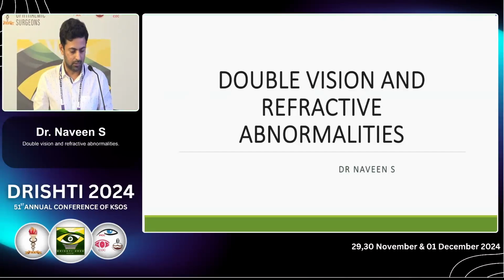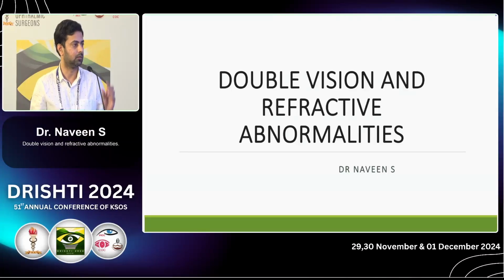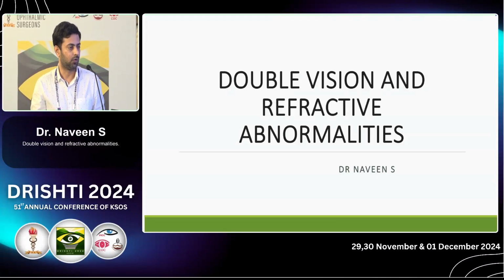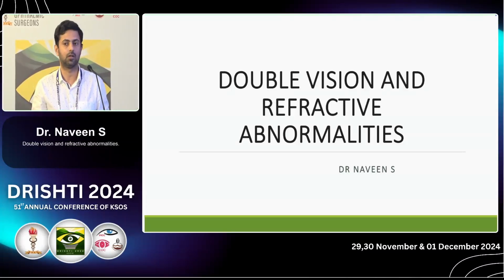Then, Dr. Samyukta will be talking about comitant strabismus, and followed by Dr. Chaitanya, who will be talking about orbital causes, and finally Dr. Divya Kishan will be talking about binocular causes for diplopia. So, coming to the first talk, diplopia due to refractive anomalies.